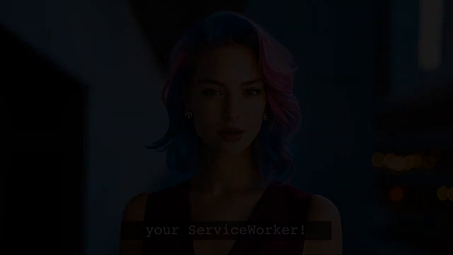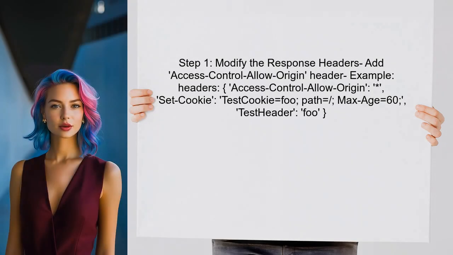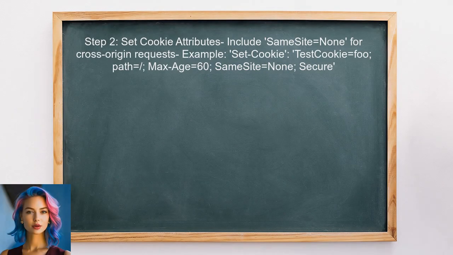To set cookies in a service worker response, the user needs to ensure that the response includes the correct headers. First, the user should modify the response to include the access control allow origin header. Next, the user should ensure that the cookie is being set with the appropriate attributes. This includes setting the same site attribute to none if the request is cross-origin.